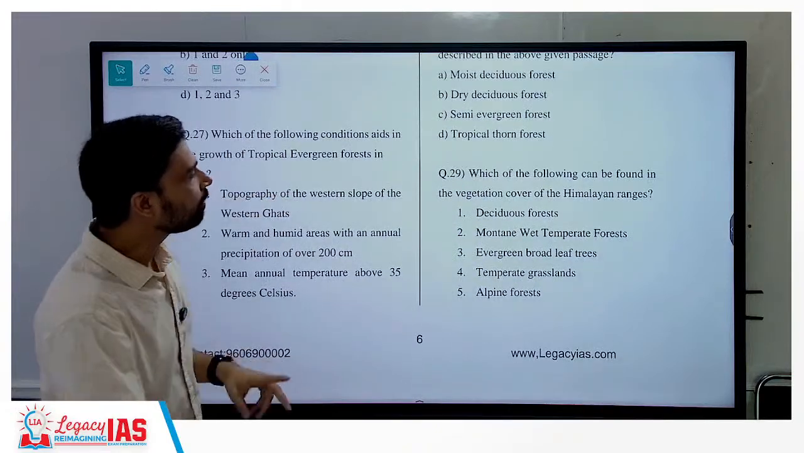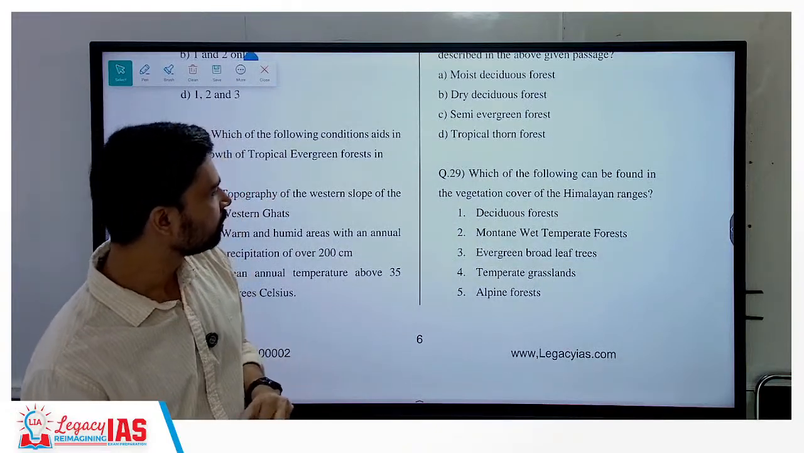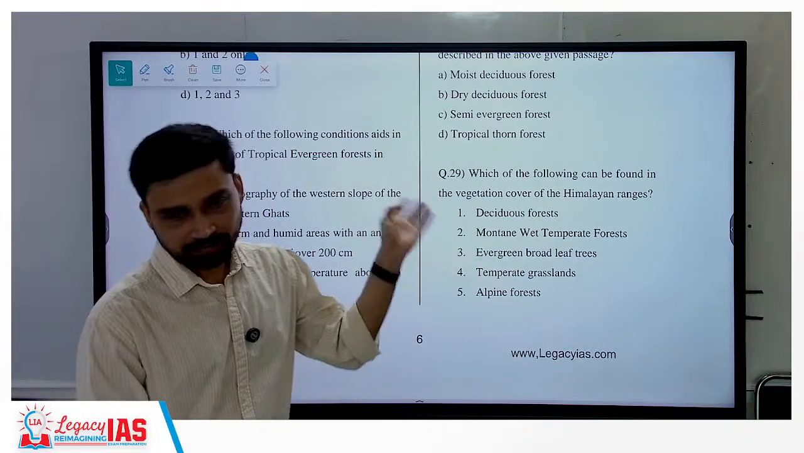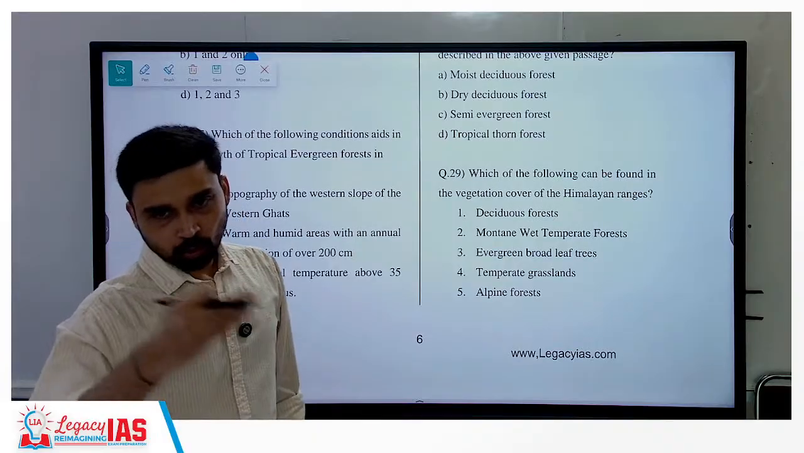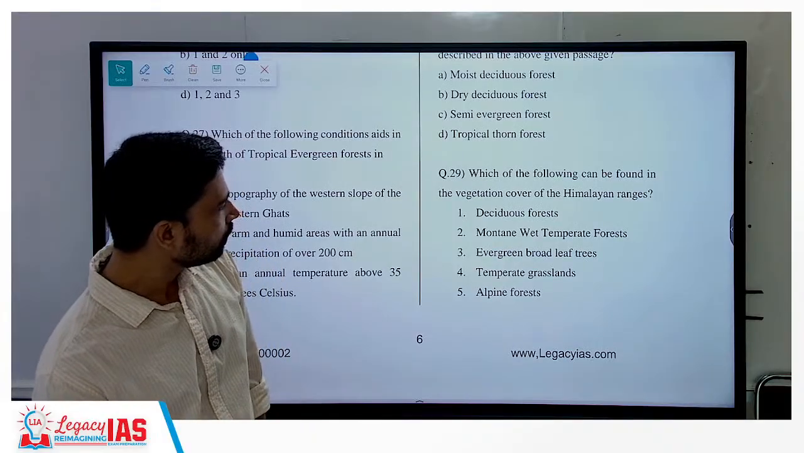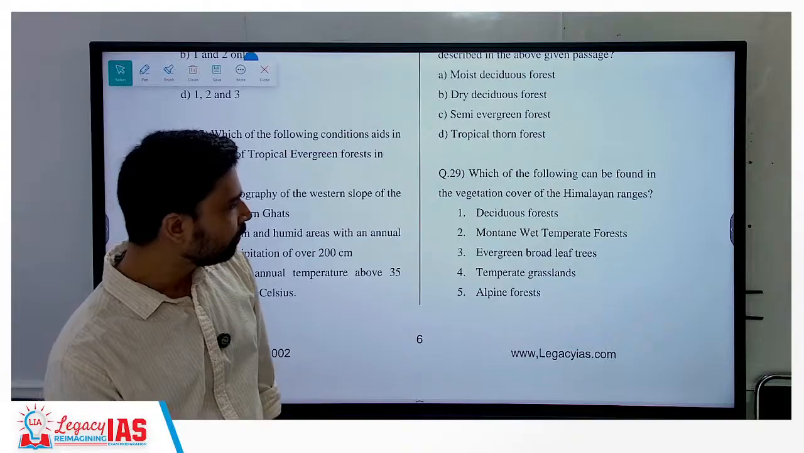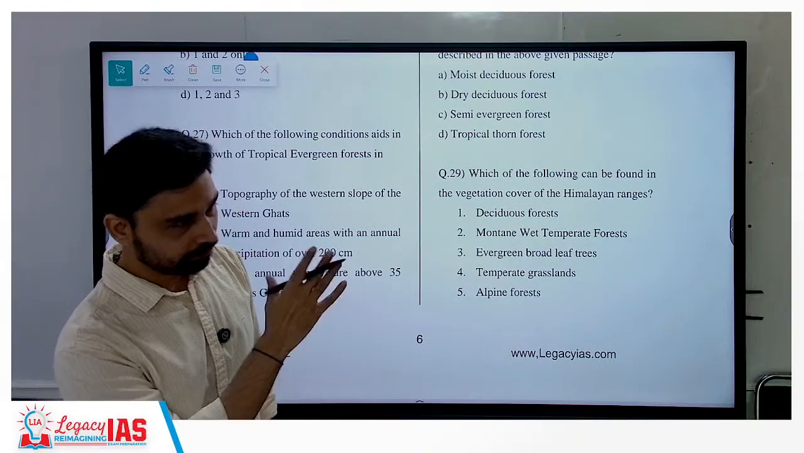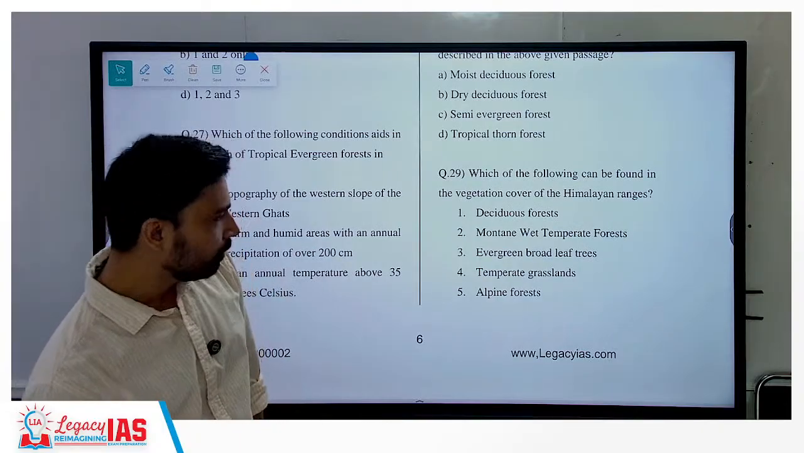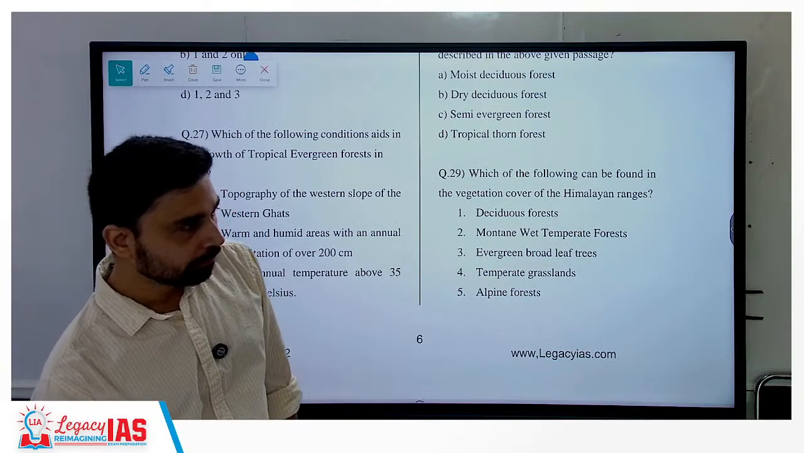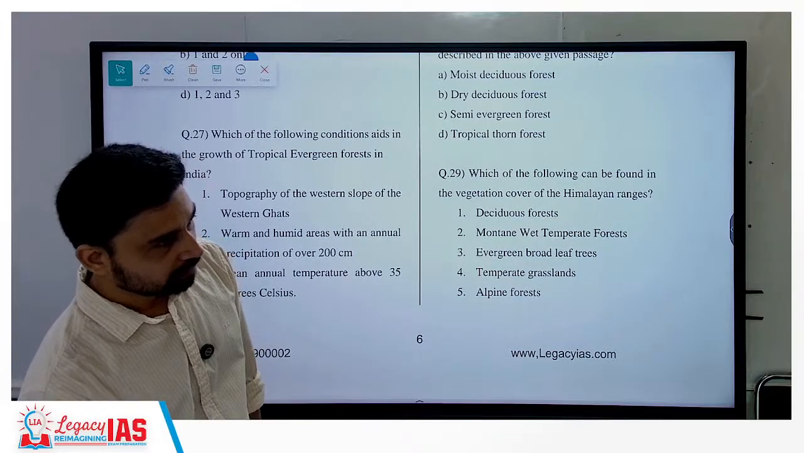Which of the following can be found in the vegetation cover of Himalayan ranges? In the Himalayas, basically, yesterday we have discussed. As you go up, which forest will you find? Lower part deciduous forest. Then mountain wet temperate. Then evergreen, broadleaf. We have discussed Western Himalaya, Eastern Himalaya. Eastern Himalaya broadleaf, Western Himalaya pine. So evergreen, broadleaf, temperate grasslands. Do you find them or not? No.